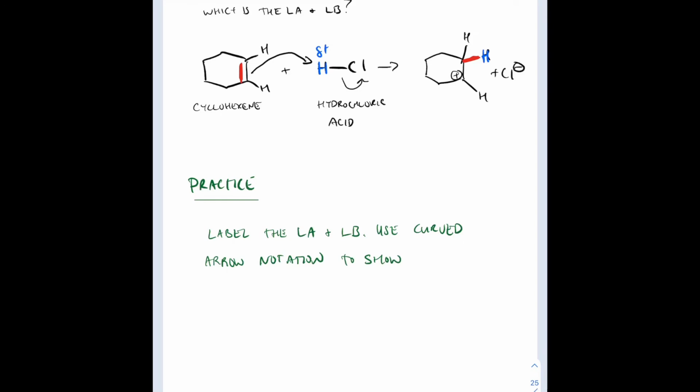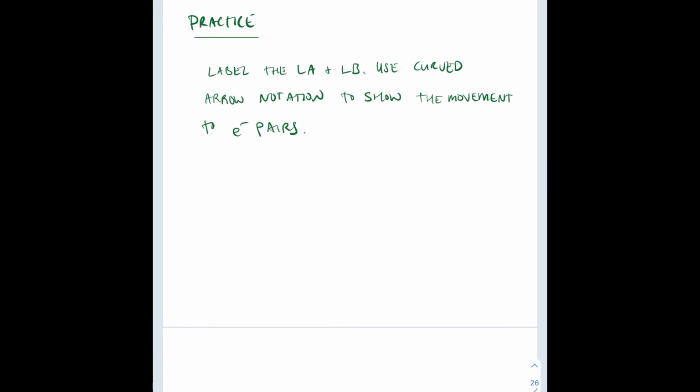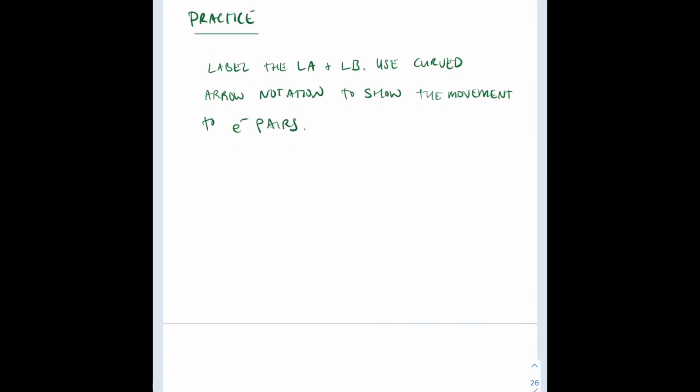Label the Lewis acid and the Lewis base. Use curved arrow notation to show the movement of electron pairs. Now remember, basically what you want to do is just pause the video after I've drawn out the problem and then try it out yourself, and then see if you can get the same thing.